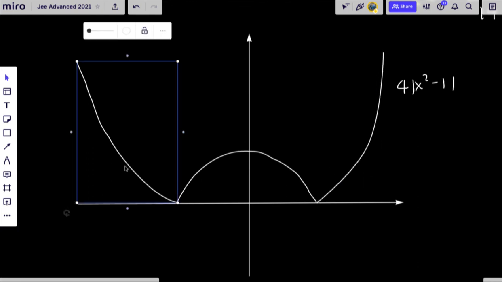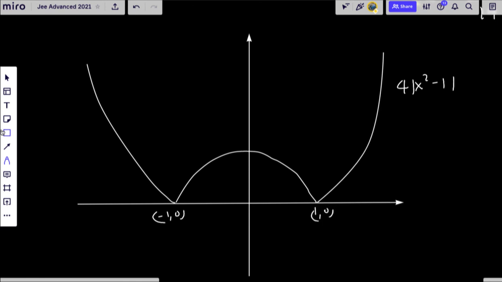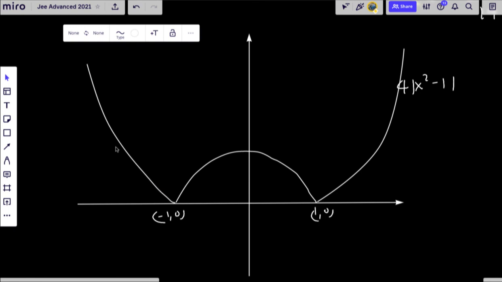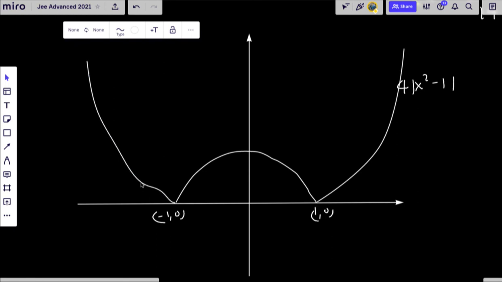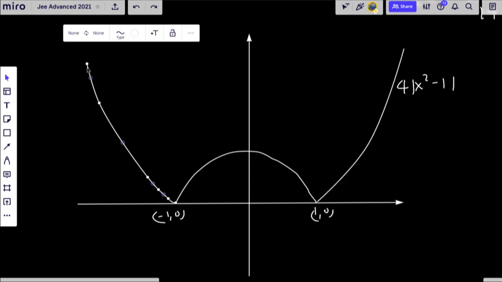So let me draw this mod of x square minus 1. This part is 1 comma 0 and minus 1 comma 0. So let's say this is minus 1 comma 0 and this is also 1 comma 0. This is symmetric, you can check, the graph is like this way, and here the graph is also like this way. So these are the graphs, symmetric. Okay, so this is the graph of 4x square minus 1.